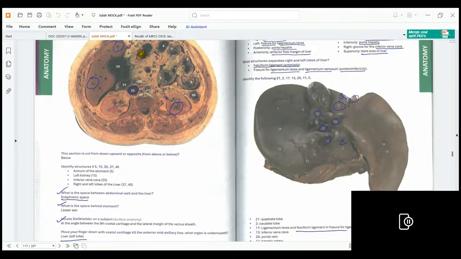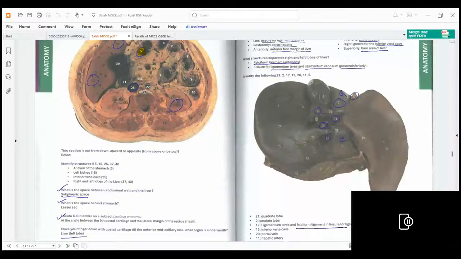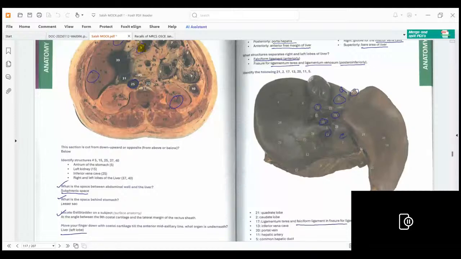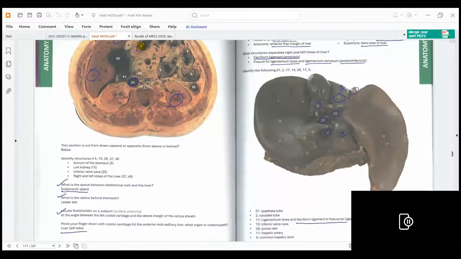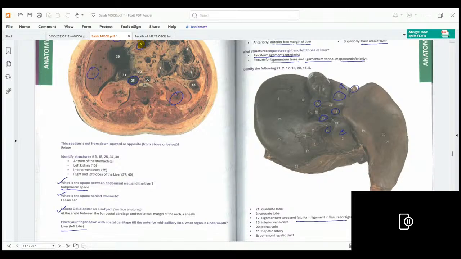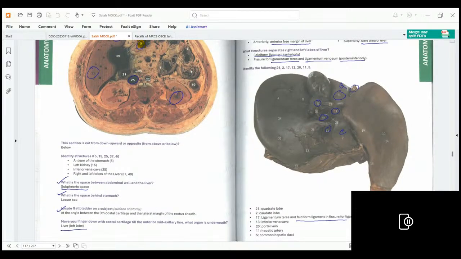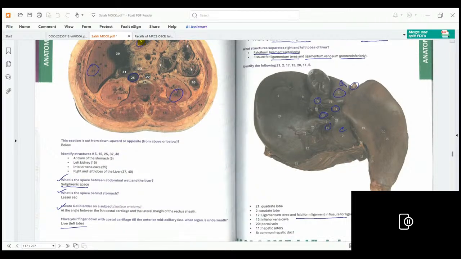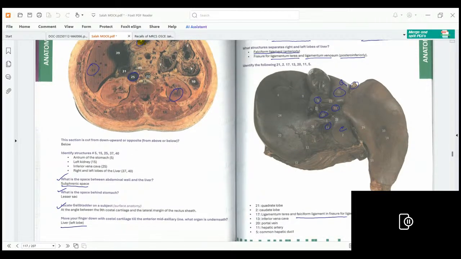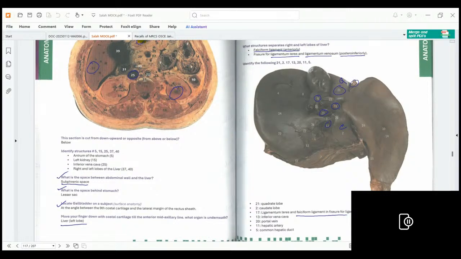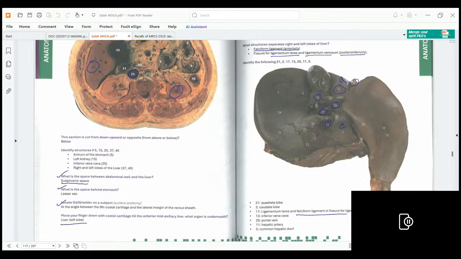Okay. Now, what is the space between abdominal wall and the liver? Abdominal wall and the liver is the subphrenic space. What is the space behind the stomach? It is lesser sac. Locate gallbladder on the subject. This is surface anatomy.